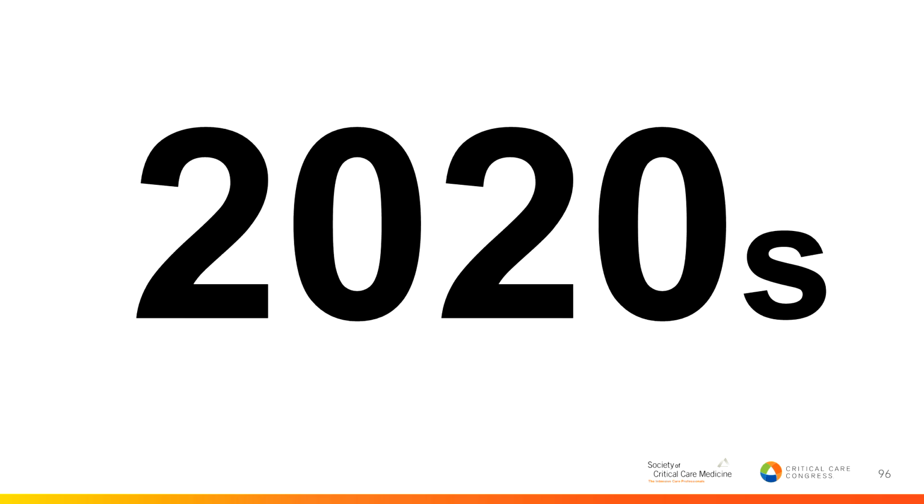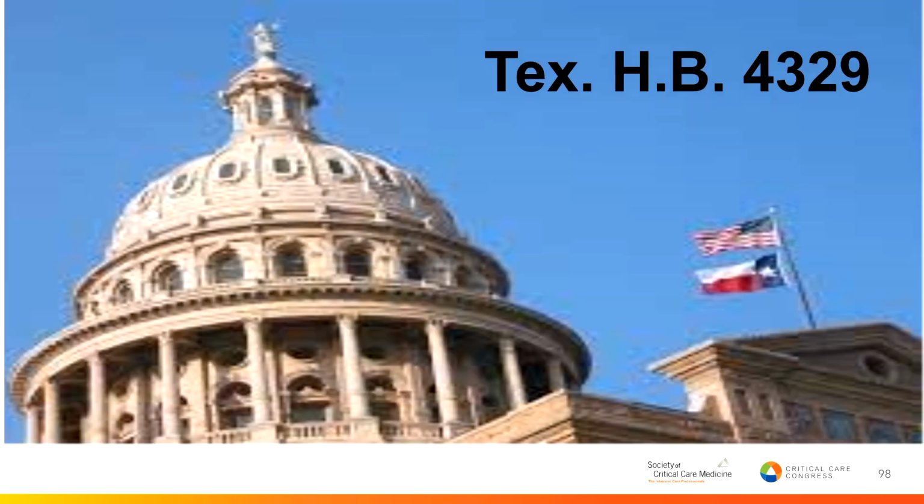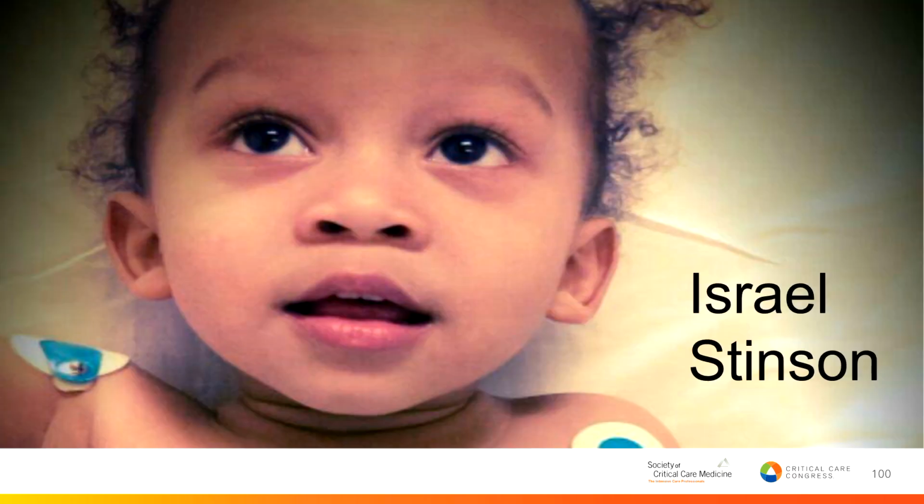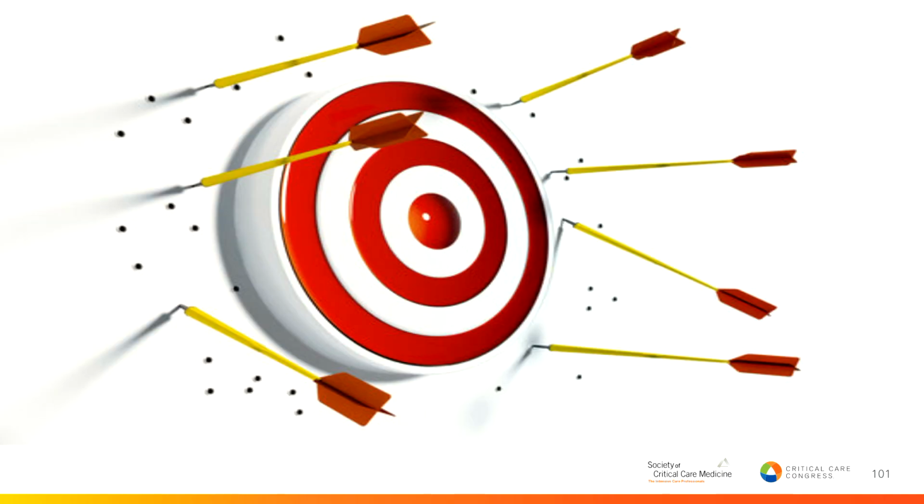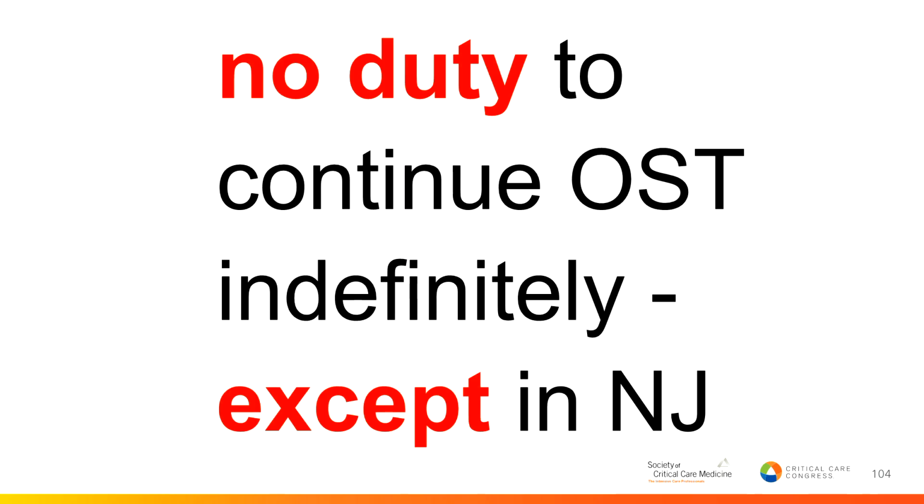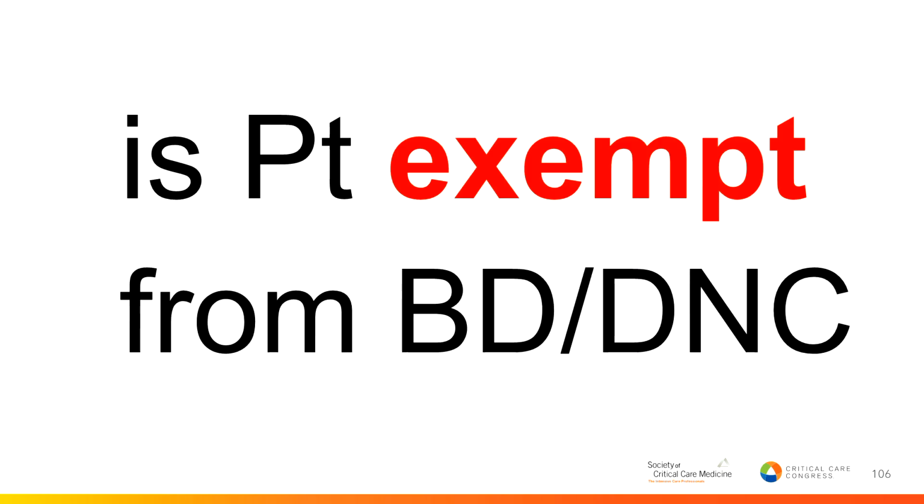In the 2020s, there was an effort to copy and paste this New Jersey approach in the Texas legislature and in a number of cases all across the country, like this one and others. Those all failed, and so today New Jersey remains all alone. So what's the upshot? There's no duty to continue organ-sustaining treatment indefinitely except in New Jersey. That's the fourth point of contestation. Is the patient exempt from brain death?